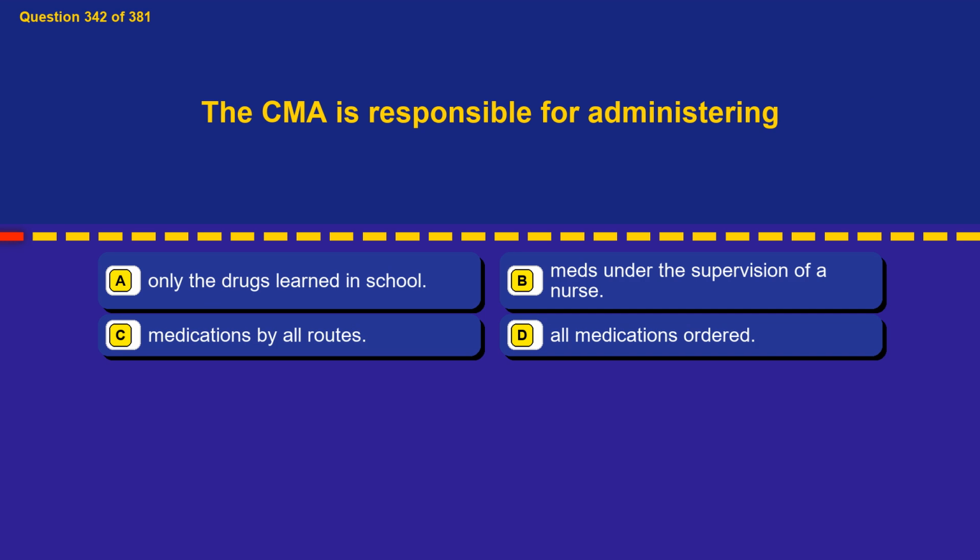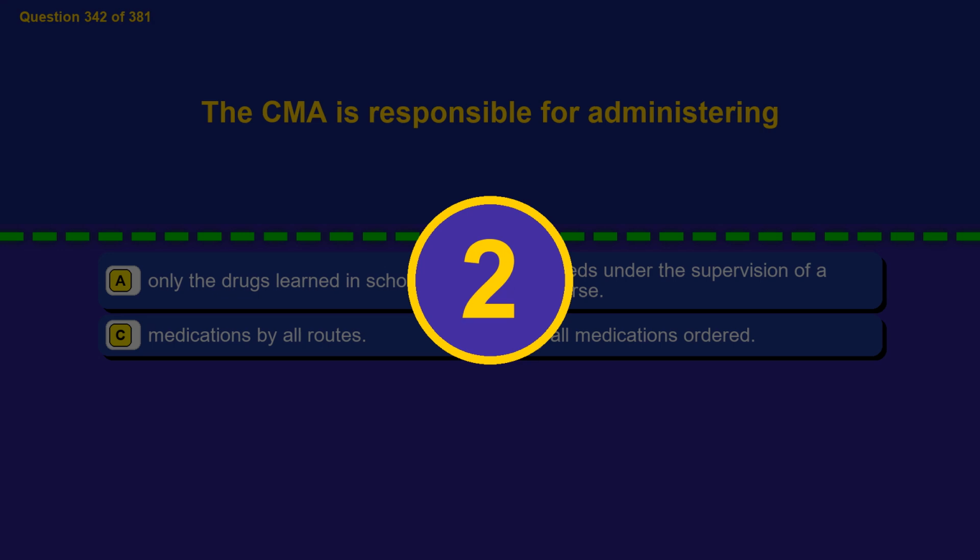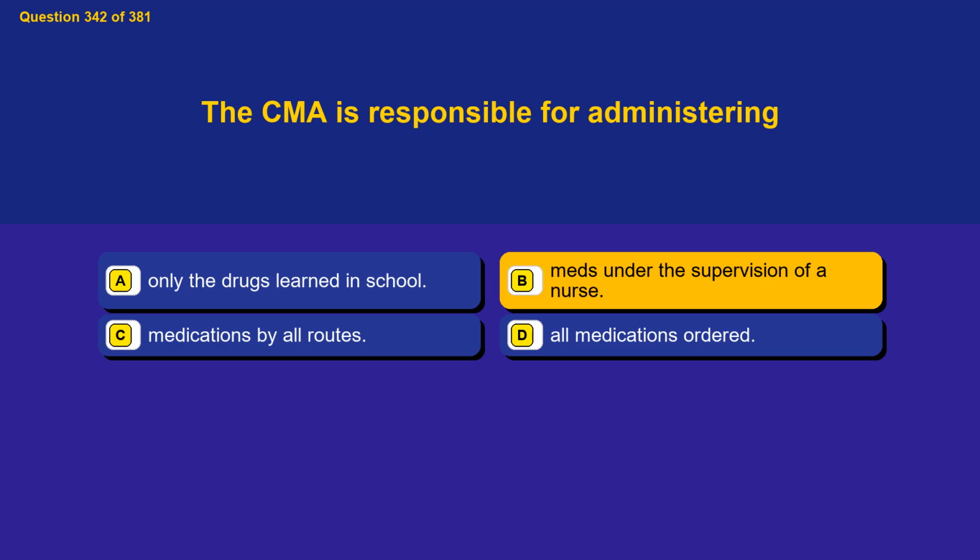Question 342. The CMA is responsible for administering: Option A, only the drugs learned in school. Option B, meds under the supervision of a nurse. Option C, medications by all routes. Option D, all medications ordered. The correct answer is option B. Meds under the supervision of a nurse.